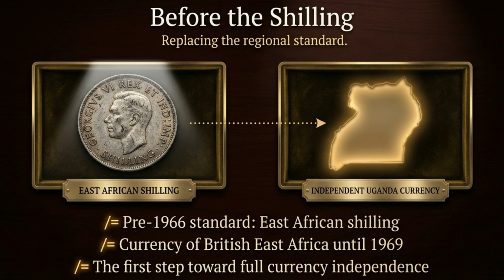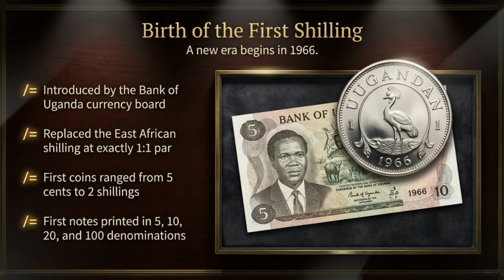Before the shilling, the regional standard was the East African shilling, which was the currency of British East Africa until 1969. The introduction of the Ugandan shilling was a crucial step toward full currency independence. The first shilling was introduced in 1966 by the Bank of Uganda Currency Board, replacing the East African shilling at exactly 1-to-1 par. The first coins ranged from 5 cents to 2 shillings, and notes were printed in 5, 10, 20, and 100 denominations.